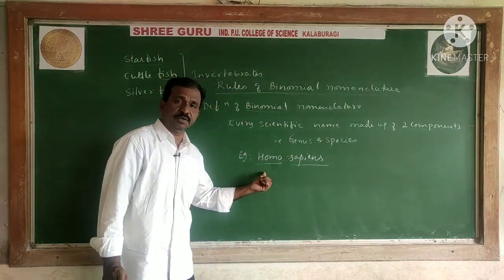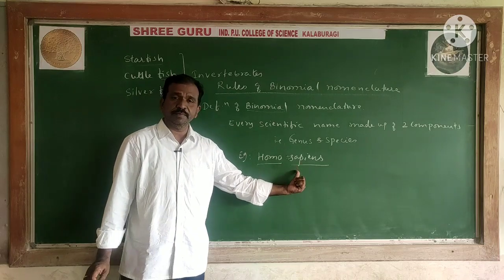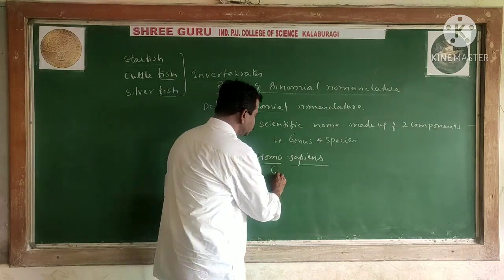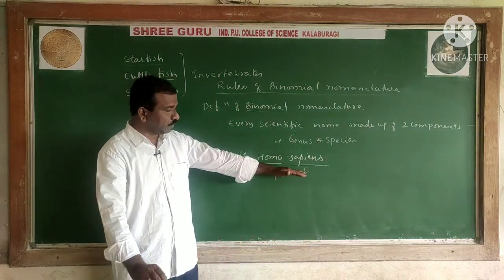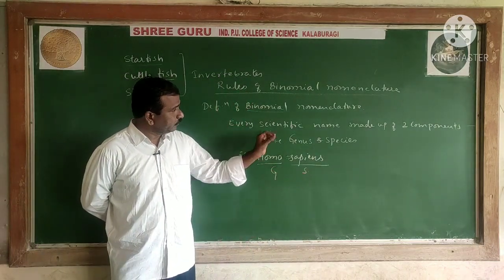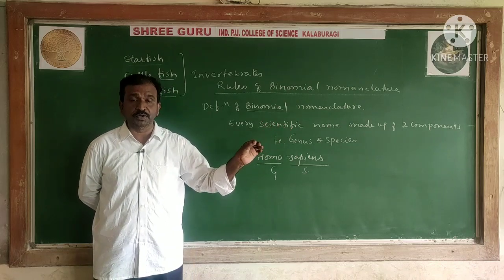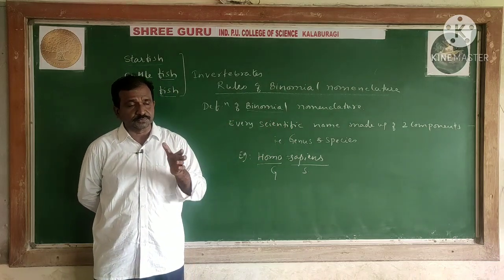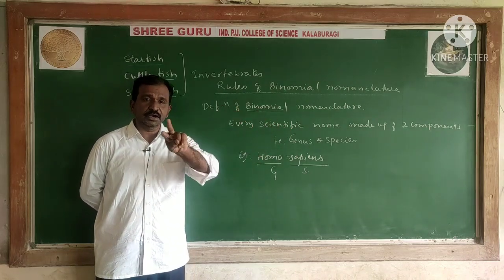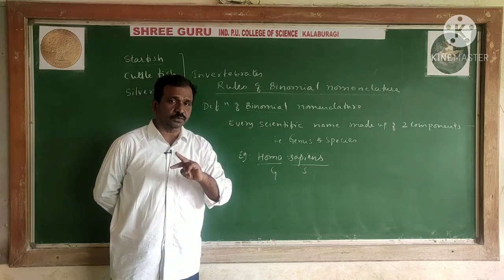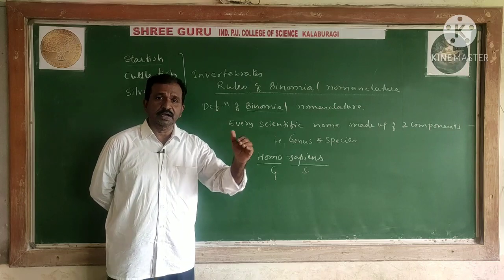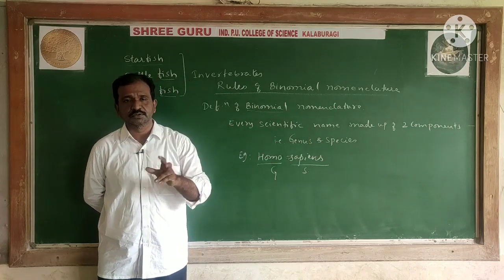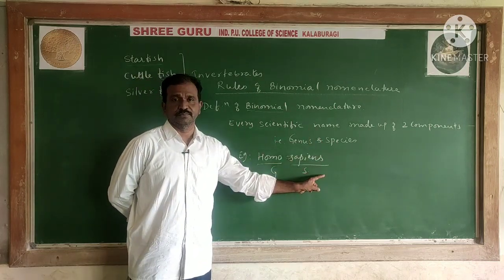Homo is nothing but the genus, sapiens is the species. This is the genus, this is the species. Now this is what we are going to observe: every scientific name is composed of, or made up of, two components. Two words are there, and they are normally considered as the generic name and the specific name, that is, genus and species.